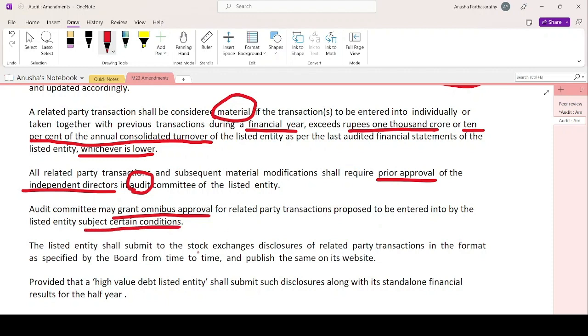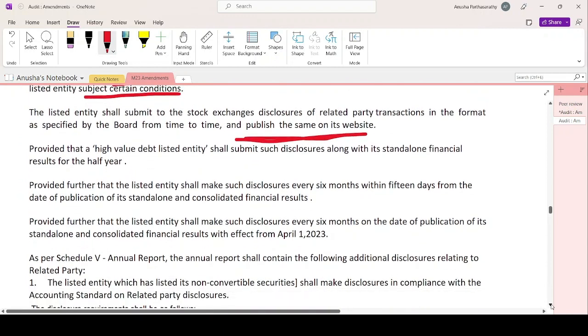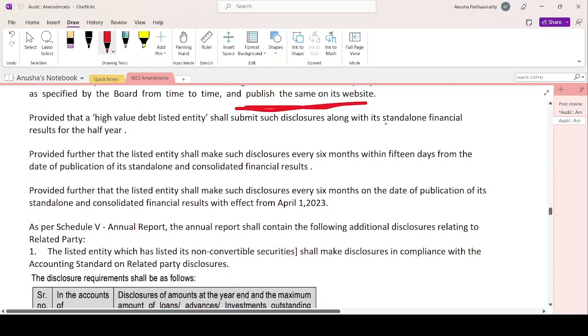The listed entity shall submit to the stock exchange disclosure of related party transactions in the format as specified by the board, and publish the same on its website. There is a publishing requirement, provided that a high value debt listed entity shall submit the disclosure along with its standalone financial results for the half year. For a high value debt listed entity, it is specified to disclose it along with the standalone financial statements half yearly.